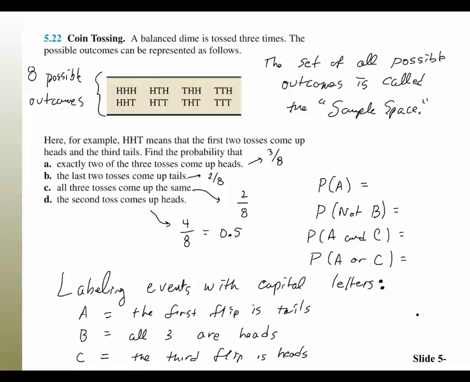Okay. Let's see. I forgot your name right here. Tell me, Jessica, did you get probability of A? 4/8. Okay, and I forgot your name right here. Sorry. Danny. Probability of not B. What'd you get for that? 7 out of 8. What is 7 out of 8?